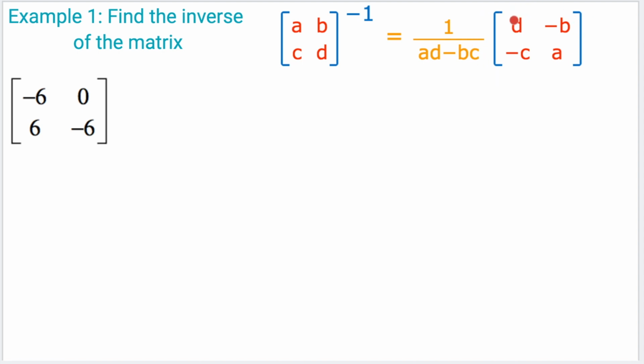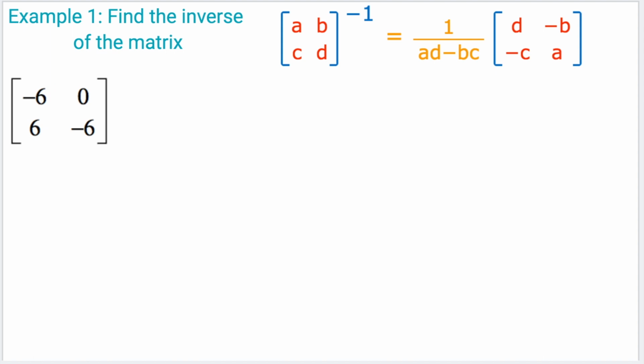Inside the matrix, you'll notice that D and A are switched. So A goes to the position where D was, and D goes to the position where A was. Now, C and B remain in the same position. The only thing you need to do is change their signs by multiplying by -1. Switch A and D, and then keep C and B in the same positions, but change their signs to a negative. So let's apply that process to this math problem.